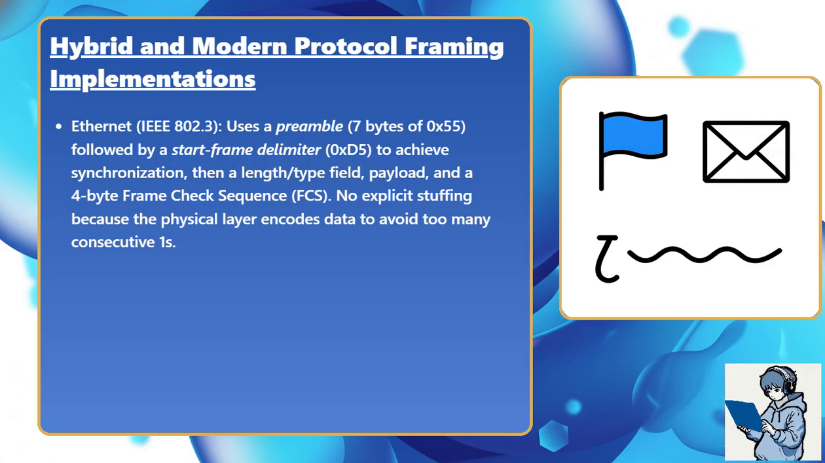Ethernet IEEE 802.3 uses a preamble of 7 bytes of 0x55 followed by a start frame delimiter 0xd5 to achieve synchronization, then a length/type field, payload, and a 4-byte frame check sequence, FCS. There is no explicit stuffing because the physical layer encodes data to avoid too many consecutive ones.